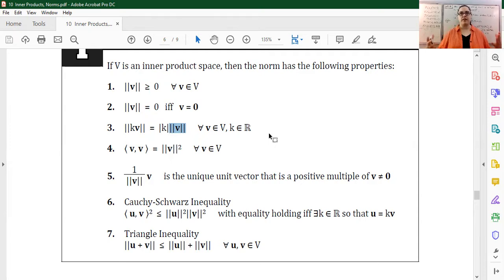If I multiply a vector by -7, it's going to stretch it 7 times and change the direction. The norm doesn't care about the direction, it just cares about the stretch or the shrink. Okay, so that's why we're doing the absolute value of k.